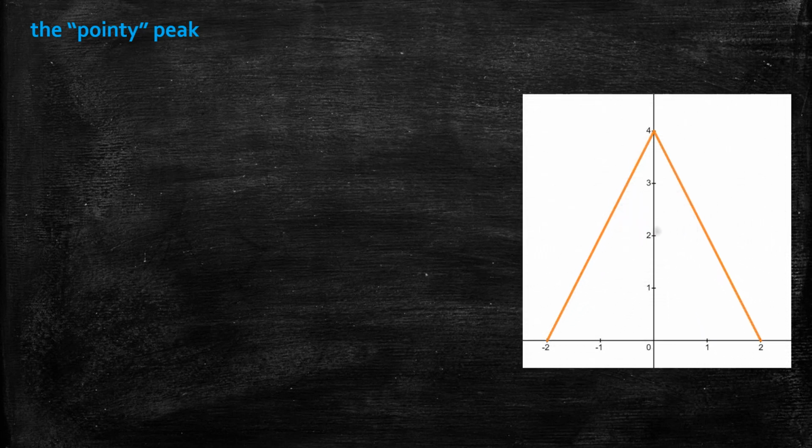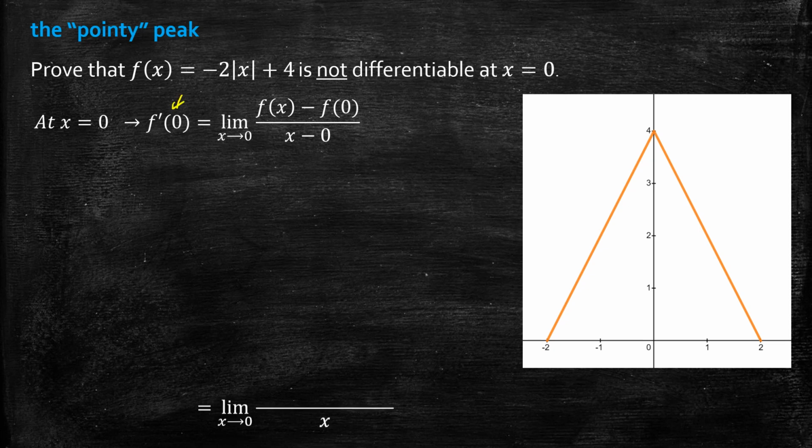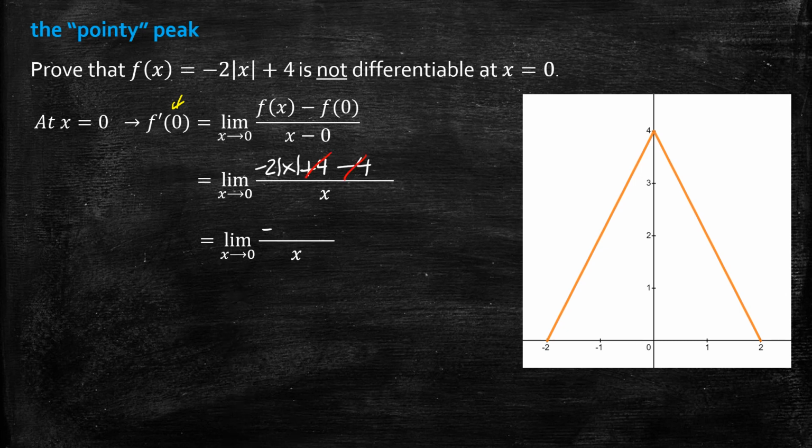So now we'll turn our attention to the calculus of the pointy peak, which I've modeled with an inverted absolute value function. And we're going to show that it's not differentiable at x equals 0. So we call up the definition of the derivative, and don't forget that a is replaced with 0. And so we can sort of dive straight in. So f of x is just this. And f of 0, we can see from the graph or the function, is just 4 also. So we do this. These cancel. And we're left with this.